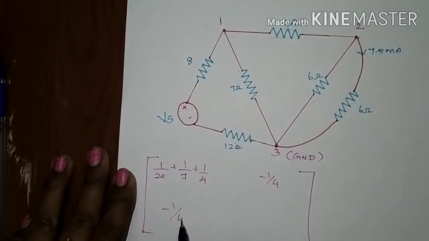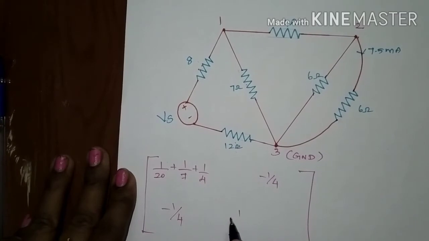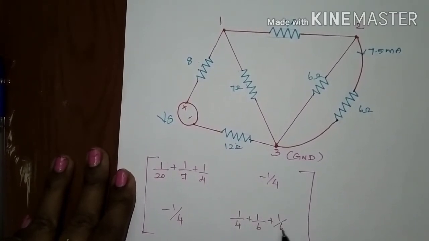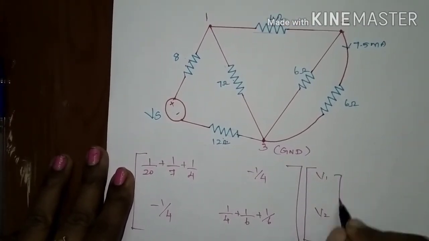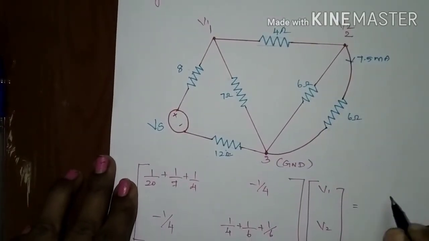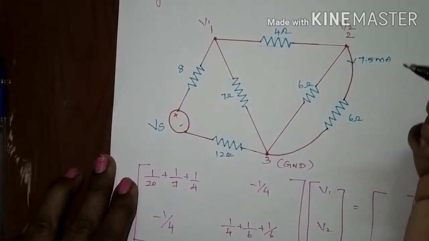As I already said, the resistance is a symmetric matrix, the symmetricity follows. And the last element is the self resistance of the second node. So, 1 by 4 plus 1 by 6 plus 1 by 6, multiplied with V1 and V2, the node voltages of 1 and 2, which is equal to the current flowing through the node or current which is away from the node.